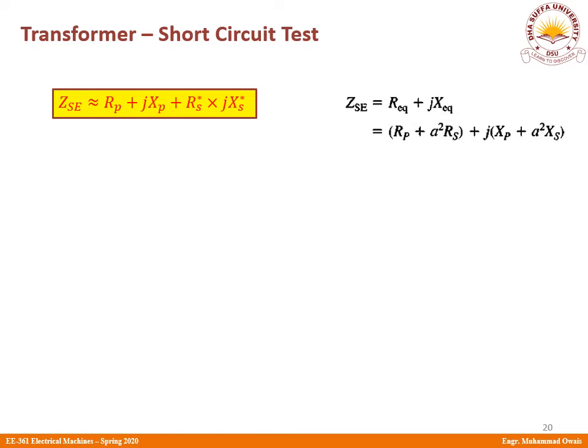And we also know that Z equivalent is given by this relationship, R equivalent plus jX equivalent, and this is given by this term: Rp plus a squared Rs. So what is this a squared Rs? This term is nothing but the resistance of the secondary which has been referred to the primary.